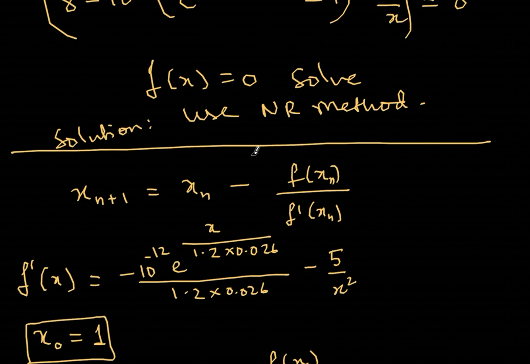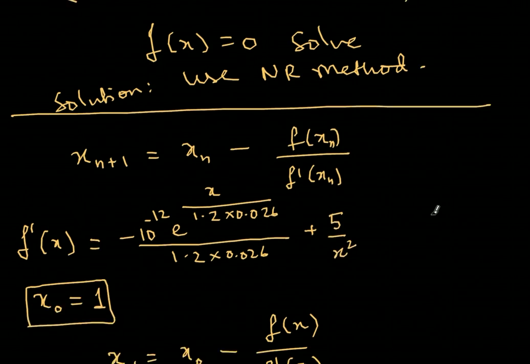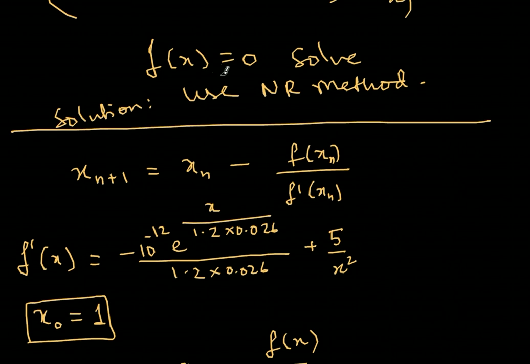Another thing I had to correct myself is this will be plus 5x, because if I differentiate phi by x, it will become 1 by x to the power of minus 2, and then the minus sign will also get cancelled, so it will become plus. So this is plus 5x. So anyway, I now have f dash x, and then I have f of x.